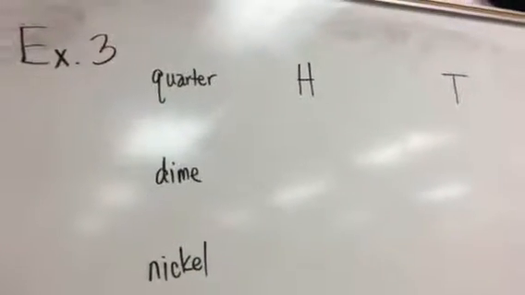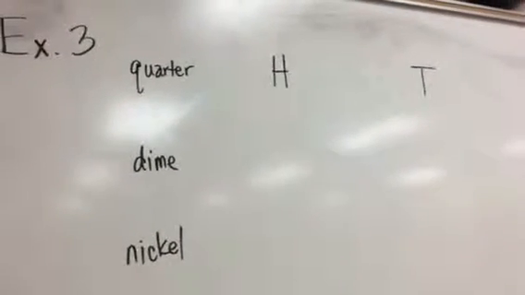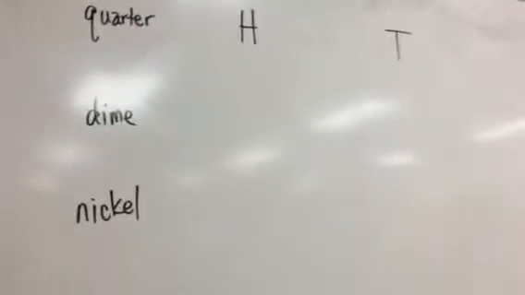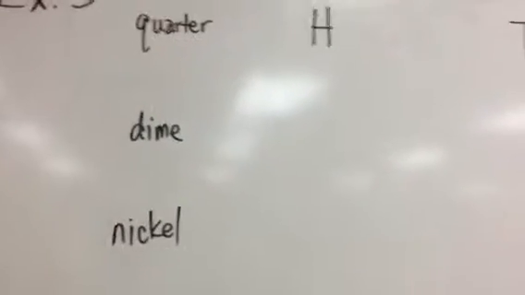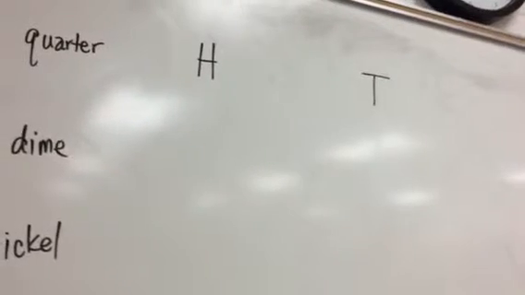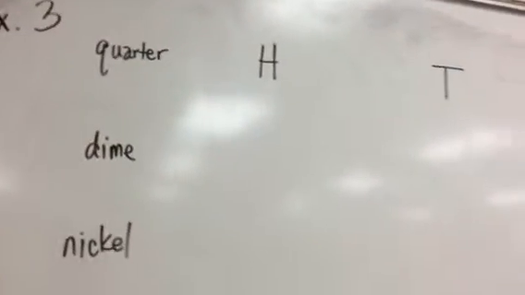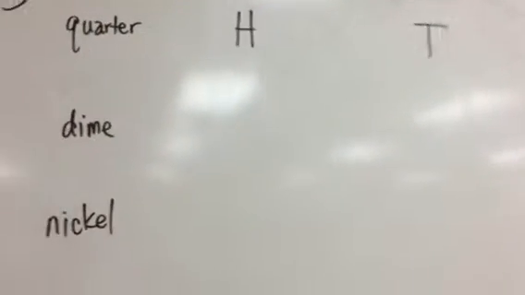In example 3, we are tossing 3 different coins, and they specifically want us to consider what is the probability that we can flip these 3 coins and get 3 tails.